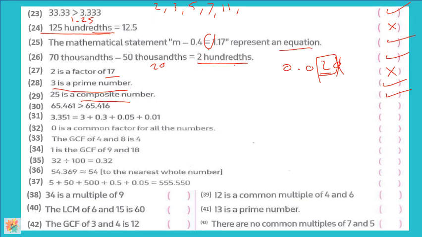The next, he asks you: this number greater than this number. Check. 65, 65. Here it's a 4 and here it's a 4. Here it's a 6 but here it's 1. Yes, 6 greater than 1.